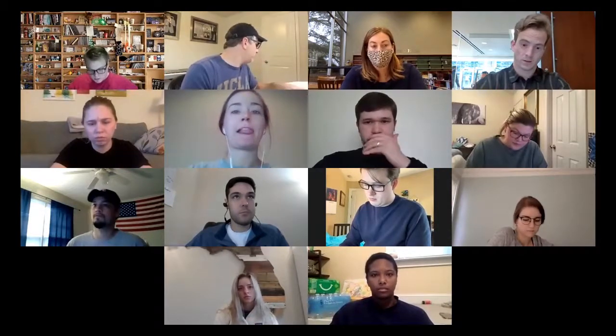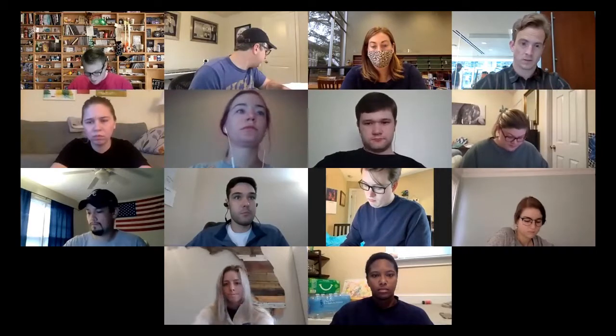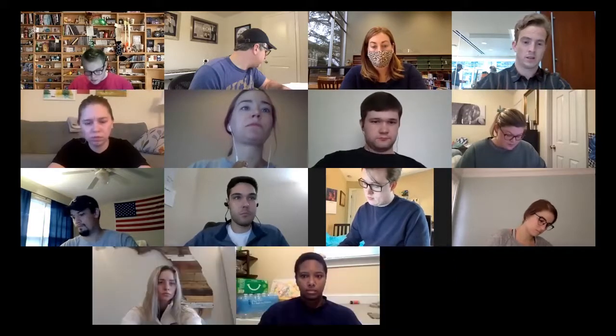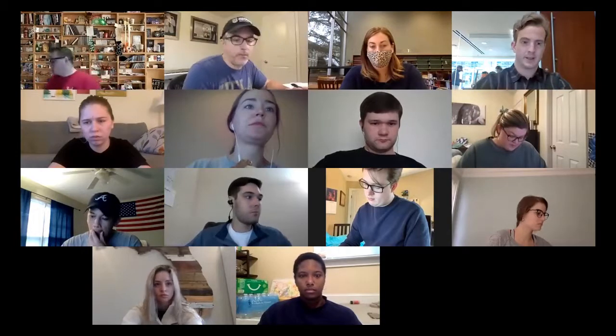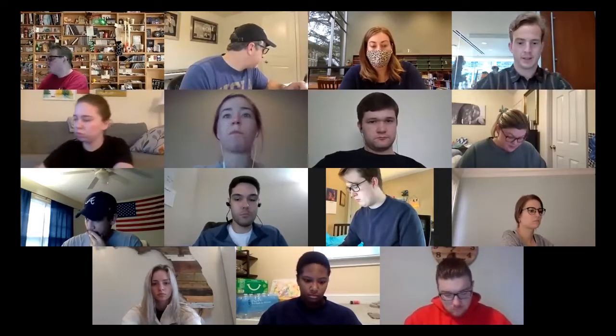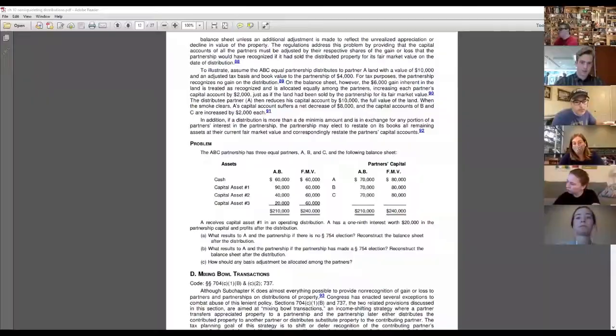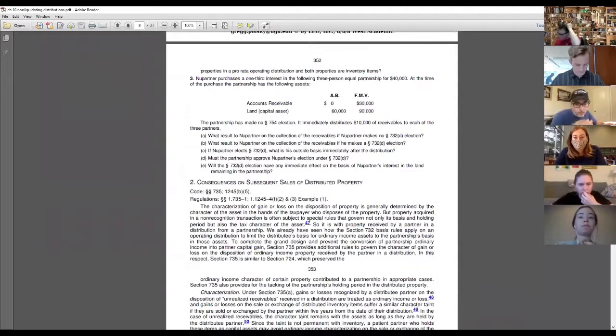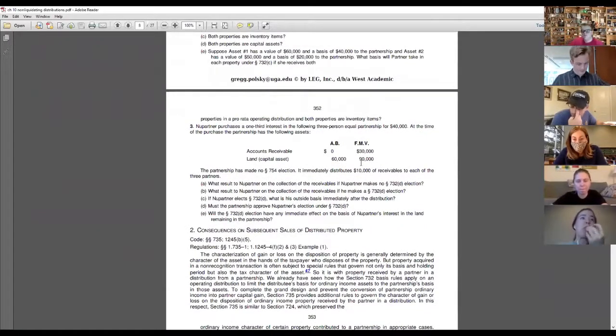The distributee's tax consequences. And we're going to move on to the consequences to the other partners, the non-distributee, or to the partnership. We left off on problem 3 on page 360. So this is a very simple fact pattern, and it's illustrating this section 732(d) election, which is kind of like a mini 754 election, as we'll see.